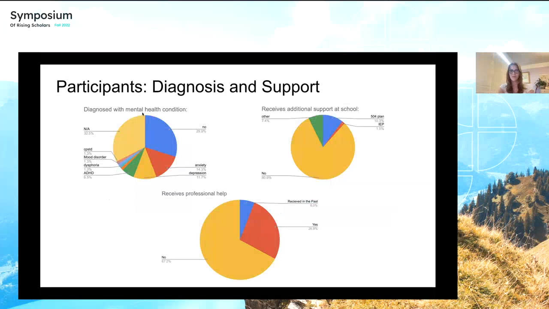And in the diagnosed with a mental health condition, the blue shows that the majority were not diagnosed with a mental health condition like anxiety or depression. And as can be seen in the yellow portion of the additional support at school, the majority don't receive any additional support like a 504 plan or individualized education program. And the majority also don't receive professional help outside of school.